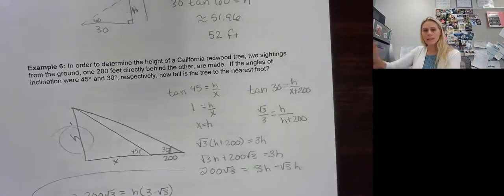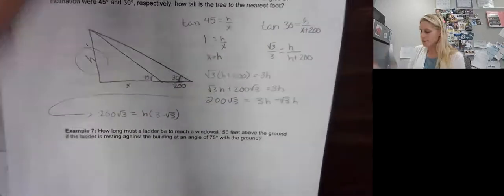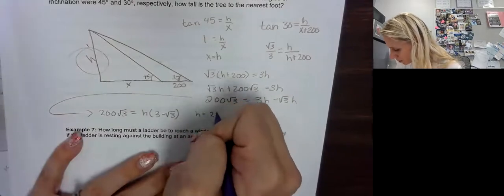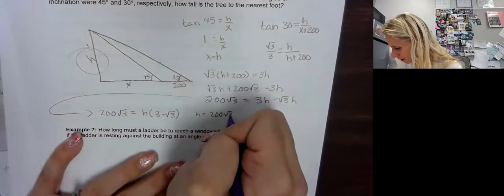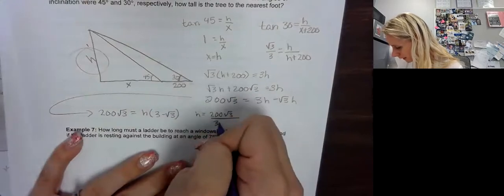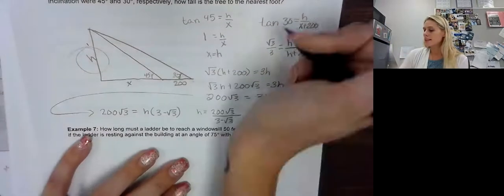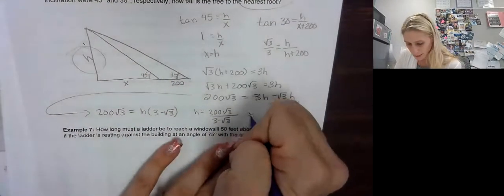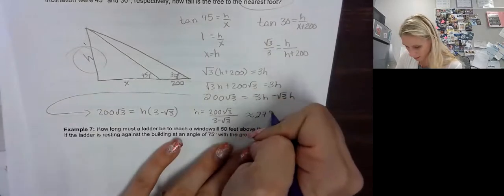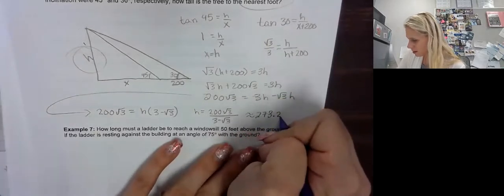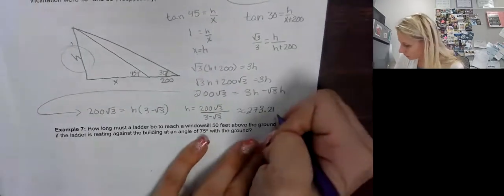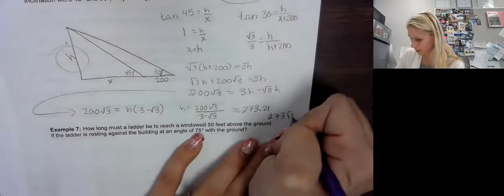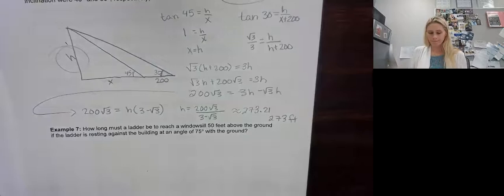And how do you get h by itself? Divide both sides. So h equals 200 square root of 3 all over 3 minus square root of 3. It says to the nearest foot, so we are going to use our calculator. This is approximately 273 and 21 hundredths, which rounds to 273 feet.